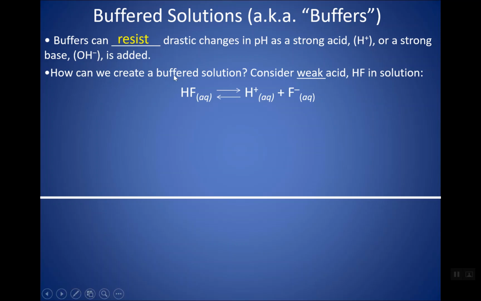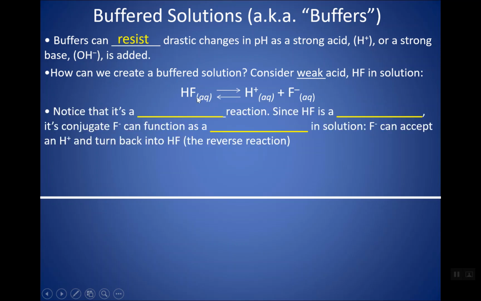And you might ask, well, how can we create this? How can we make this happen? So let's consider a weak acid, in this case, HF. Since it's a weak acid, we know a small percent of it ionizes, not 100%. So when we write the ionization reaction, showing it acting as an acid in water, breaking up into H plus and its conjugate base, we write it as a reversible reaction.